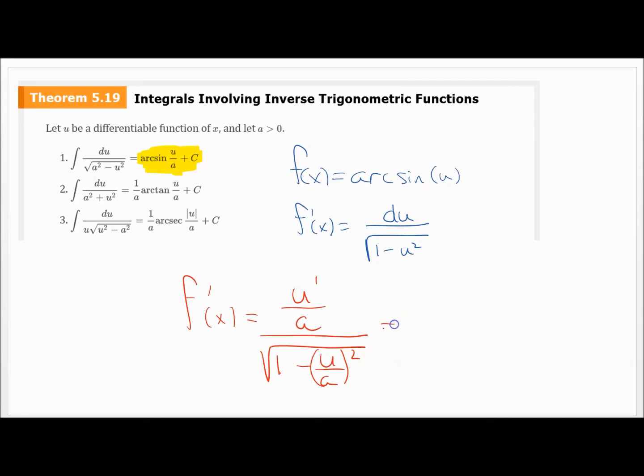Now if we simplify that, that would be u prime over a times the square root of 1 minus u squared over a squared. Now continue simplifying. It's going to give me u prime over a square root. Now let's find a common denominator for this, right? That would be a squared over a squared minus u squared over a squared.